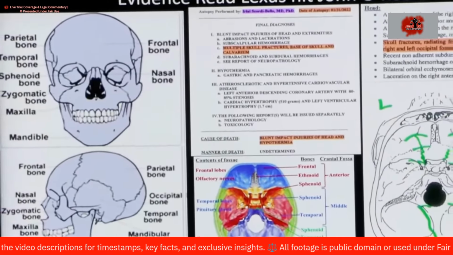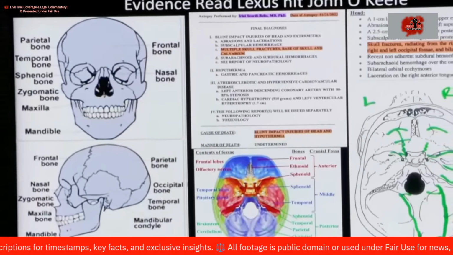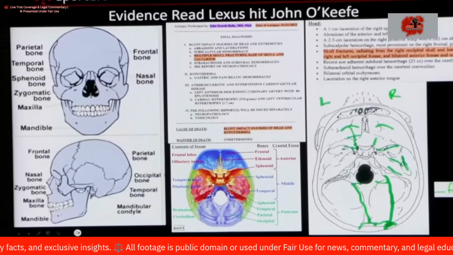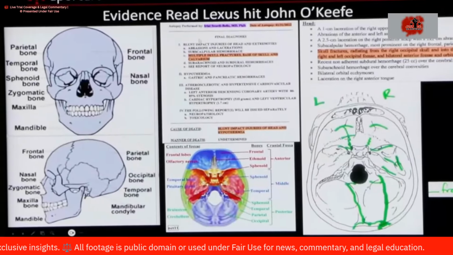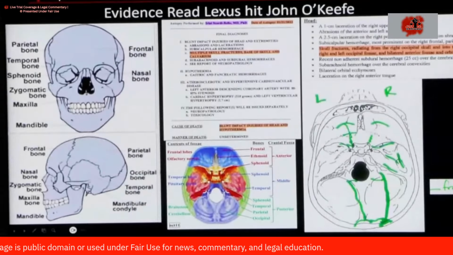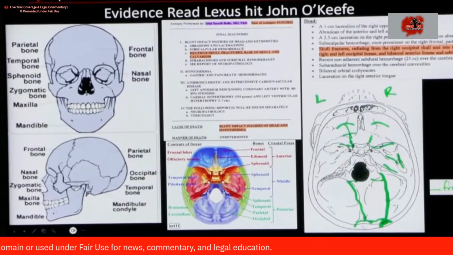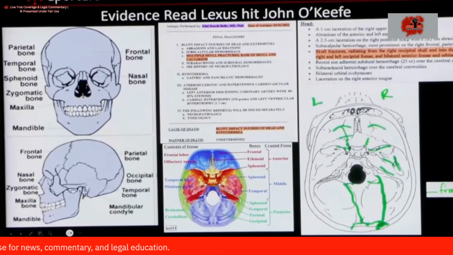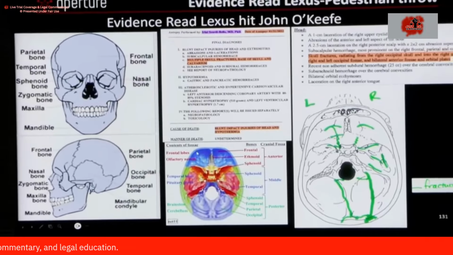This is anatomical drawings just to help you understand the anatomy. The middle section here is from Mr. O'Keefe's autopsy report. The lower right diagram, the green line represents the fracture lines, predominantly here, at least in the base of the skull.